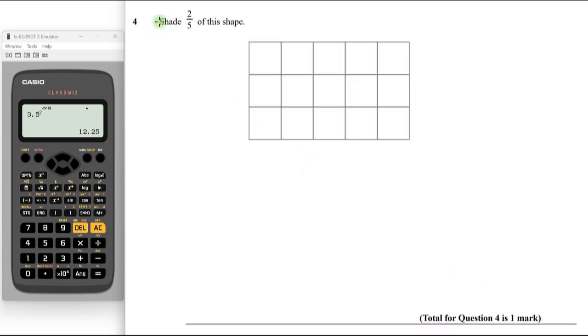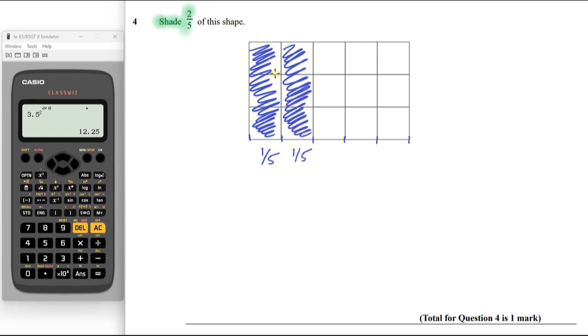Question number 4. We need to shade 2/5 of this shape. So if we split it into 5 equal parts and then shade 2 of those parts, well, that's going to be 2/5. And lucky for us, we've actually got 5 columns. So if we break it into columns, we've got 5 different columns, and we're going to shade 2 of those columns. That will be 1/5, and then if we shade another 1/5, well, now we've got 2/5. So this would be our answer.